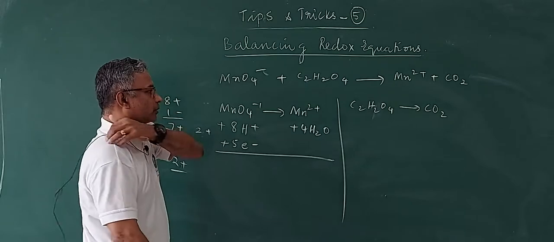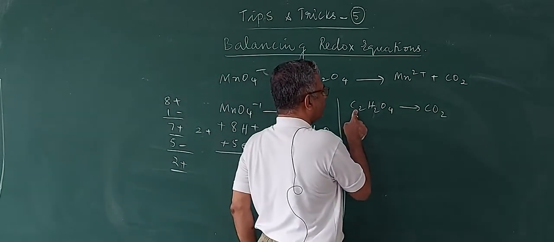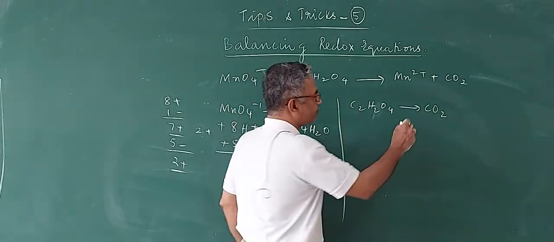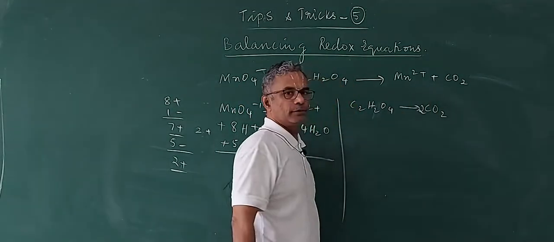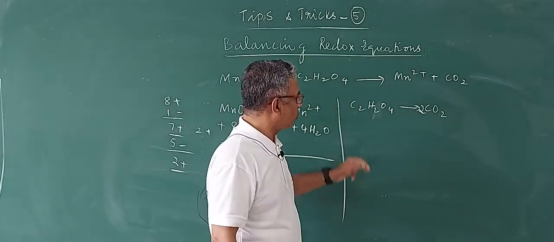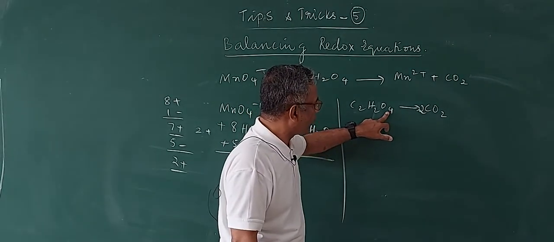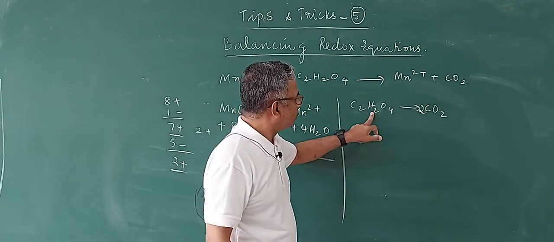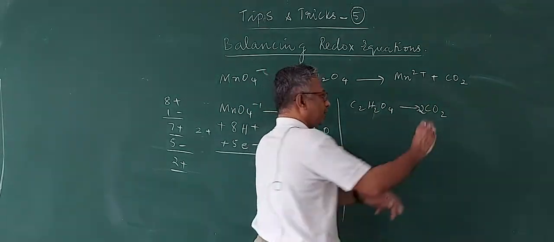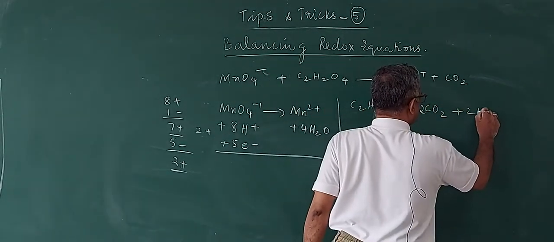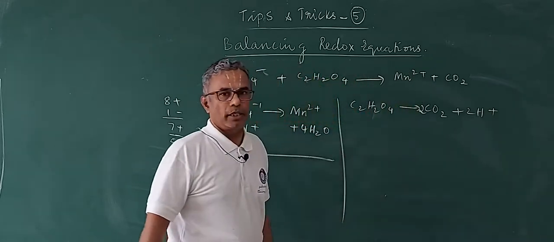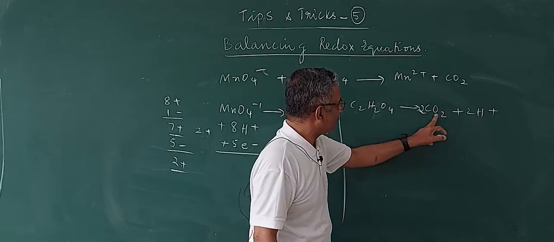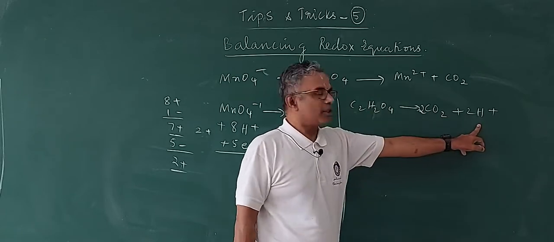Now you come to this next equation. First you have to balance the heteroatom. 2 carbon, so you put 2 carbon. Then, as I told you, 4 hydrogen, 4 oxygen, 4 oxygen. No problem, balanced. 2 hydrogen, no hydrogen. Therefore, you put 2 H plus. So, carbon is balanced, oxygen is balanced, hydrogen is balanced, leftover is charge.